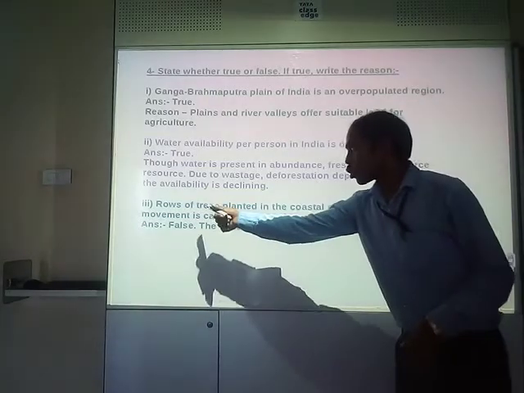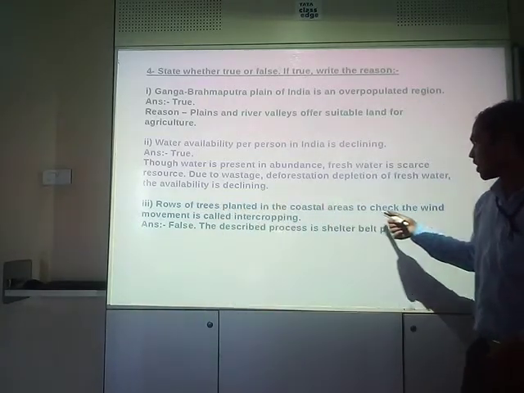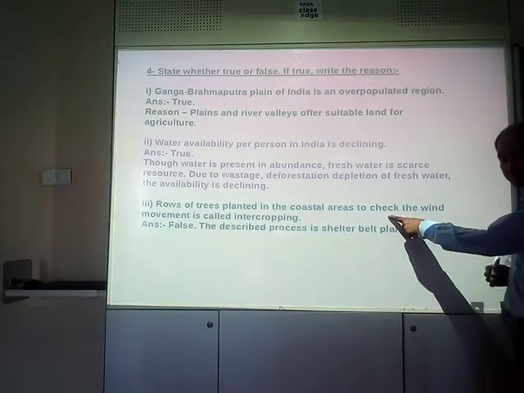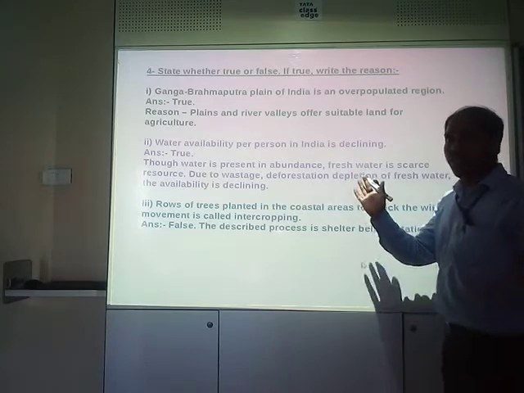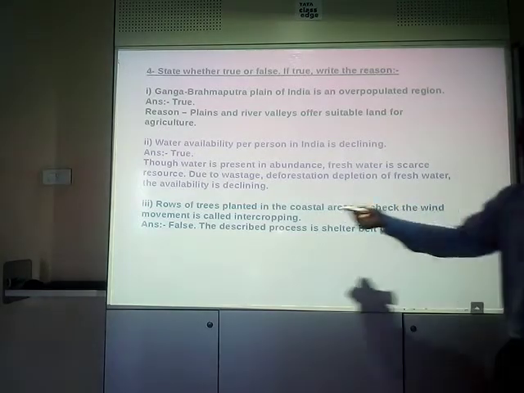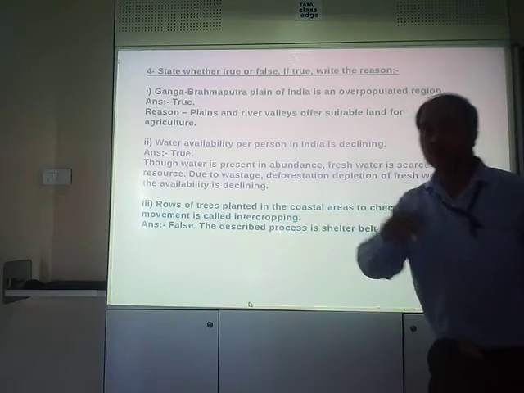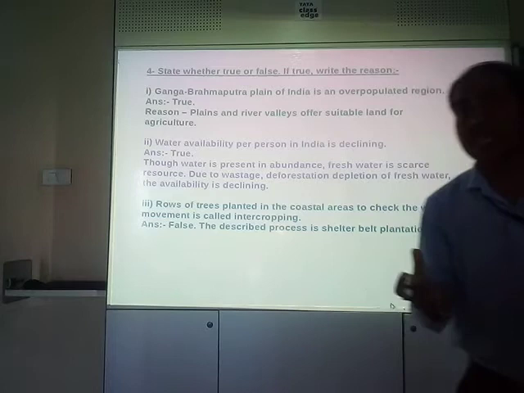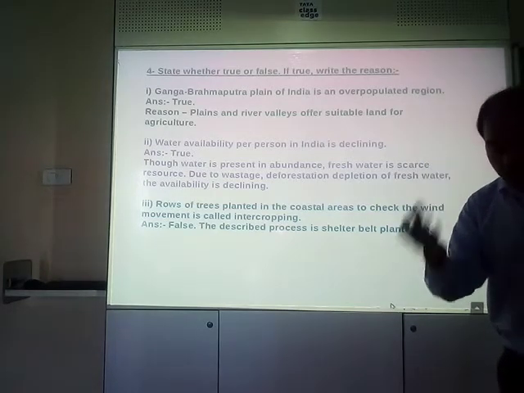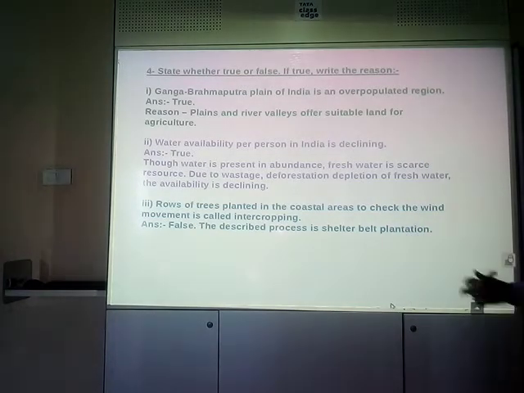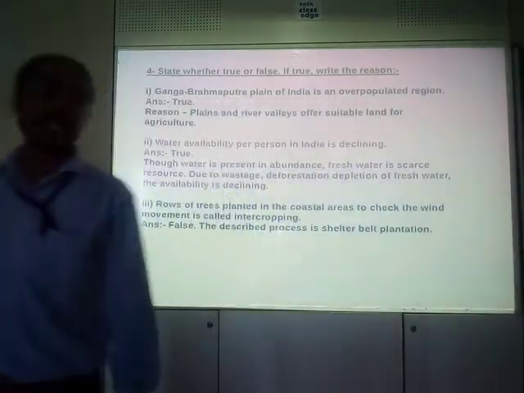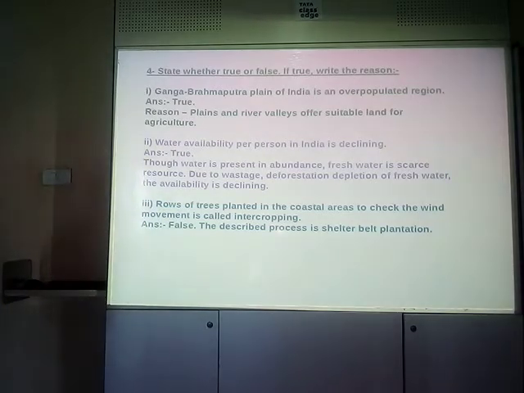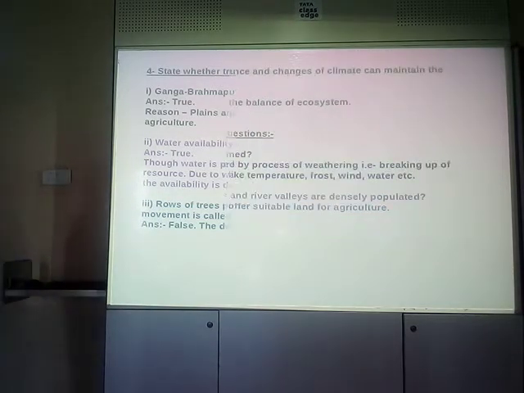Third question: rows of trees planted in coastal areas to check the wind movement is called intercropping. Here the word check means to prevent, right? What I have told you is rows of trees when planted, it is a method of conserving the soil. That process is known as shelter belt plantation. So it is not intercropping, it is a shelter belt plantation. Okay, clear? Shall we proceed?